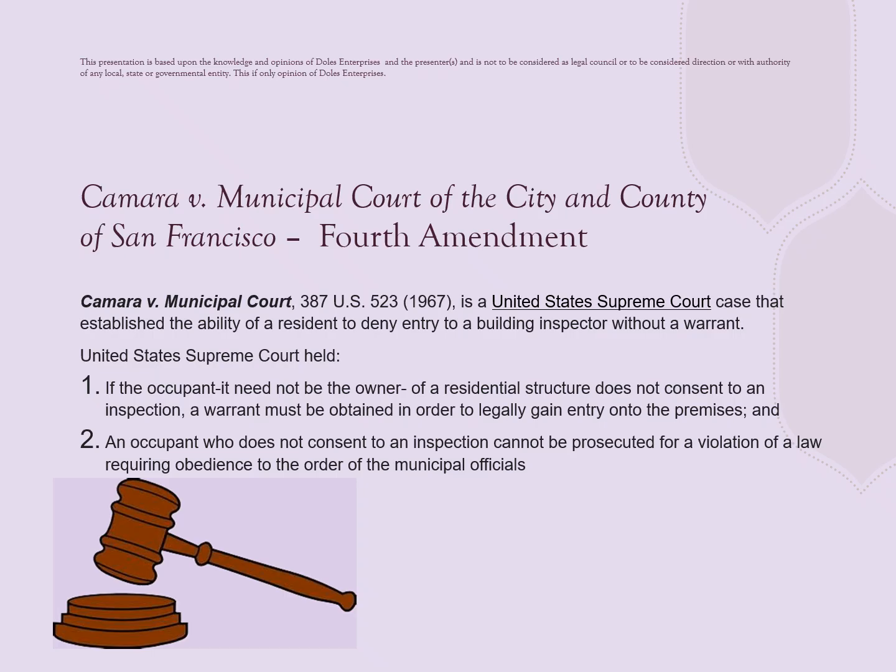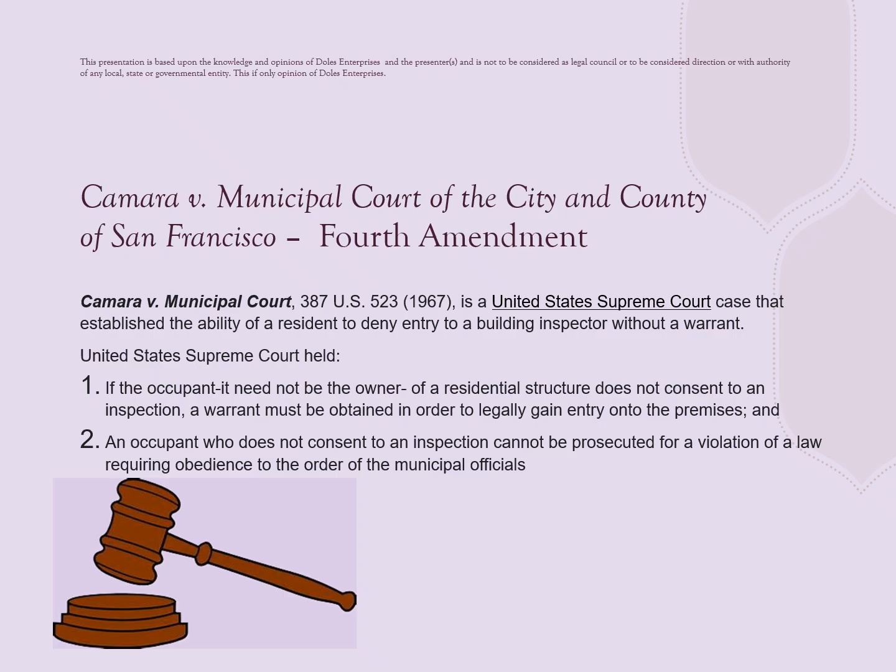Again, entry was refused. A short time thereafter, Camara was criminally charged with refusing to permit a lawful inspection and was arrested. The trial court sided with the city against Camara by finding that the mandatory inspection provisions of the San Francisco City Code were not contrary to the Fourth Amendment. This decision was affirmed by a California appellate court. Camara once again appealed the decision to the Supreme Court, which agreed to hear the case.